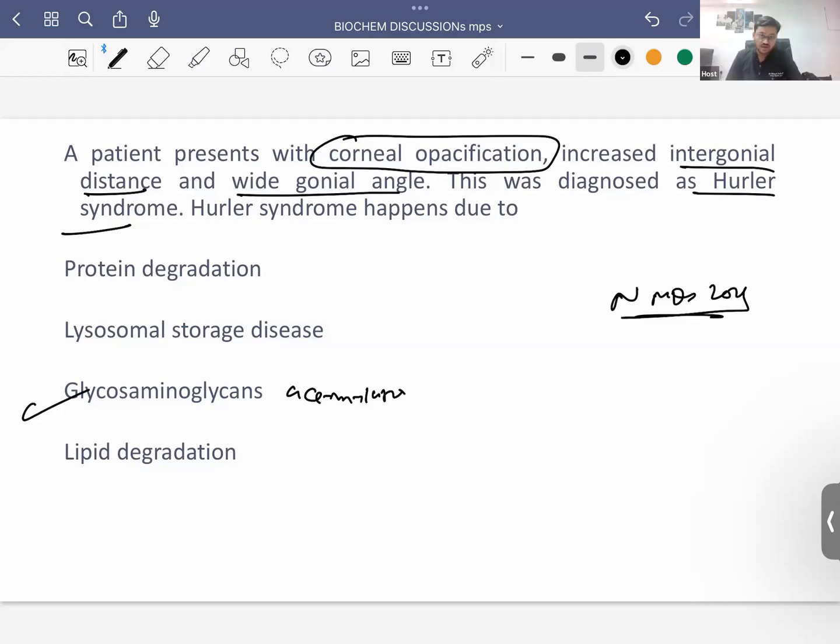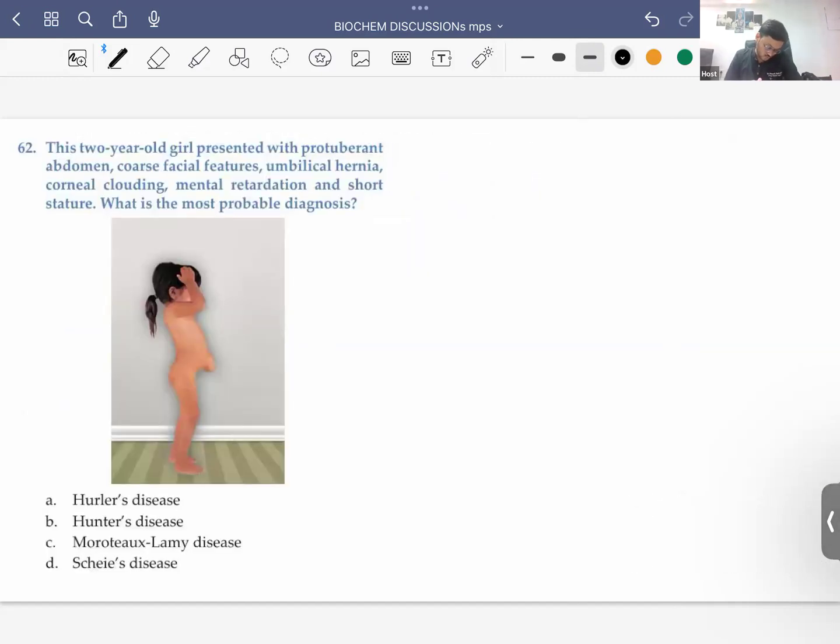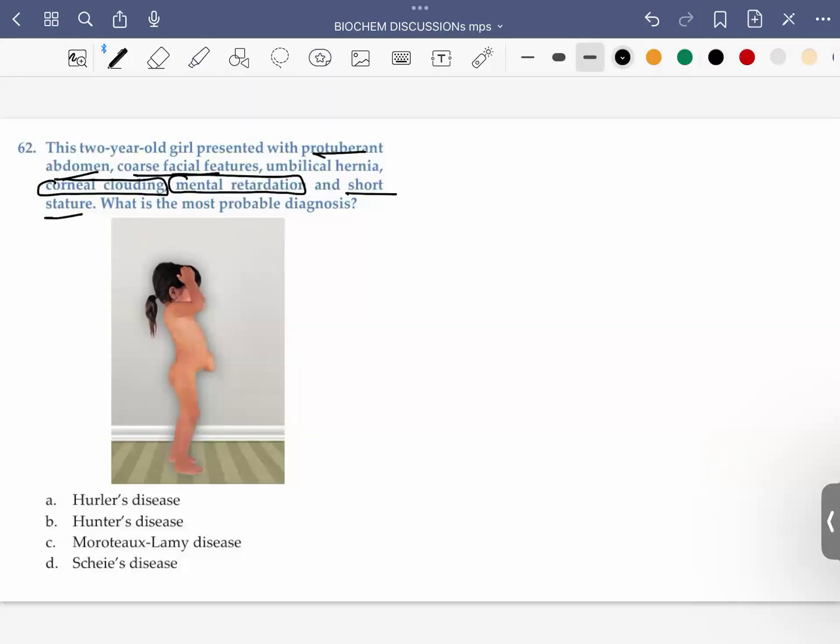Okay. Next. There is this 2-year-old child who has a protuberant abdomen. That means she has visceromegaly because the size of organs has increased. Coarse facial features, umbilical hernia. She has corneal clouding. She has mental retardation and she has short stature. What is the probable diagnosis? So let's see one by one. Corneal clouding is absent in which conditions? In Hunter's it is absent, and Sanfilippo, but that is not there in the options, right? So we are excluding that.